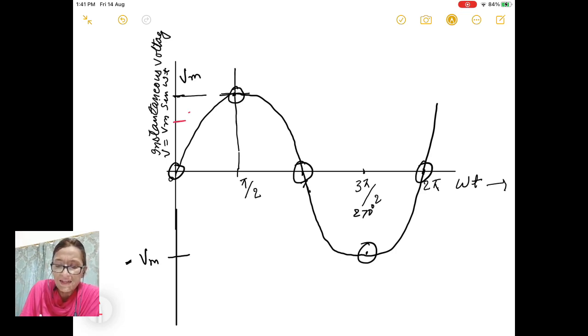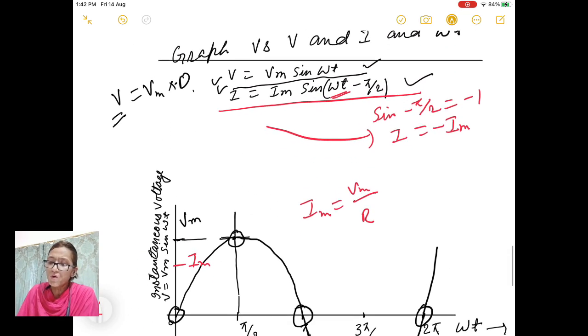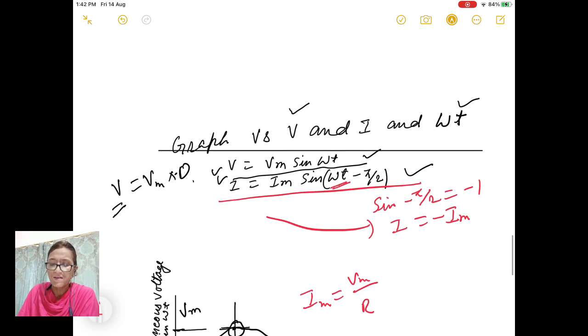So if here at this point you have current amplitude Im, and Im should be smaller than Vm, because Im is equal to Vm upon R from Ohm's law, and R is a positive quantity. When the denominator is greater than 1, Im should be smaller than Vm. So here we have positive current amplitude, and on the opposite side, here we have negative current amplitude. So the first value is minus Im. Here we get a point, the first point.